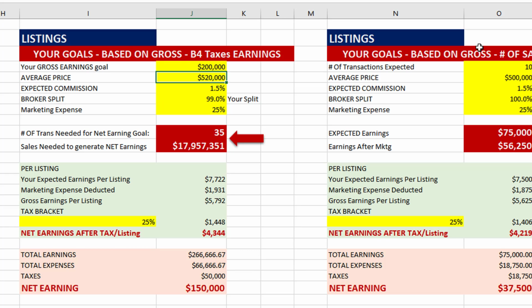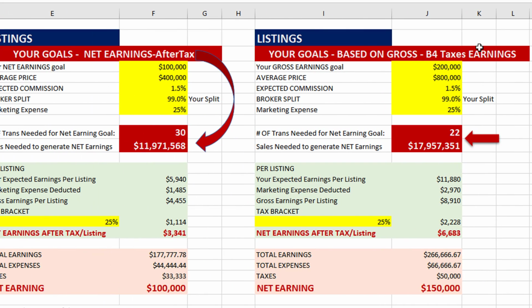But if the average price of the property is only $400,000, then I'm looking at 45 transactions. If it is $800,000, obviously it's going to be half of that. So you can see the difference, and you can come in here and put your split in and get a better understanding of it.